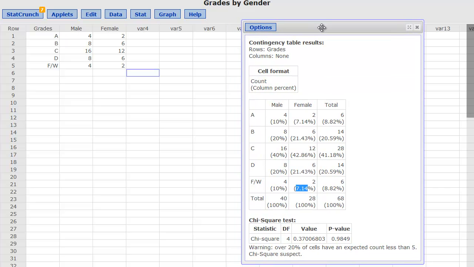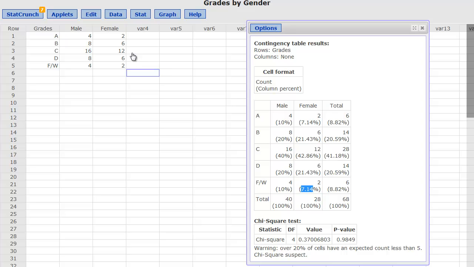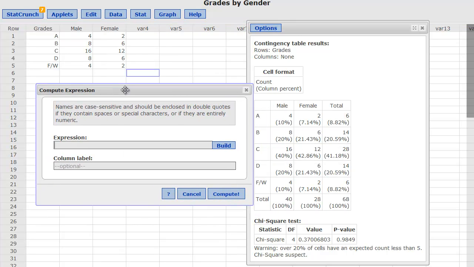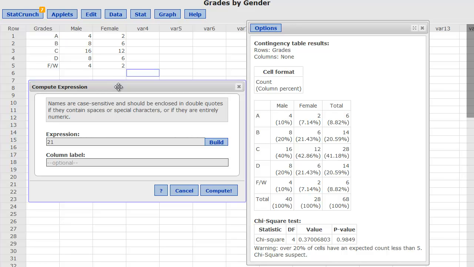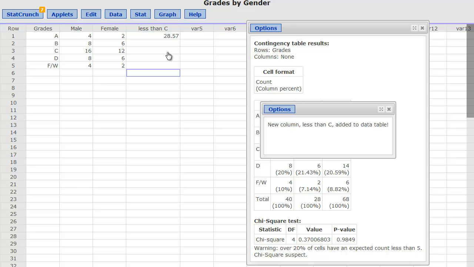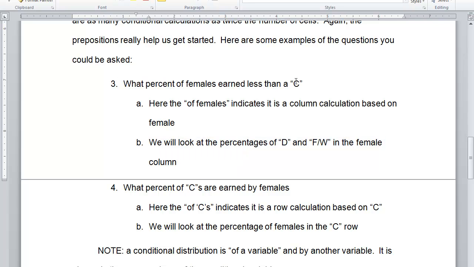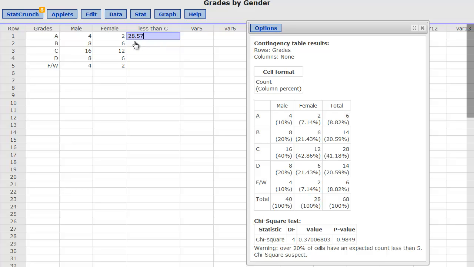Now here's something cool that I want to show you how to do in StatCrunch. You can actually use StatCrunch as a calculator. If you go to data and you go ahead over to compute, you can actually compute an expression. And the expression that we would like to compute is 21.43 plus 7.14, and that's going to be my less than C. And when I click compute, I'm actually going to get a nice little less than a C right here. And so the sum of 21.43 and 7.14 is 28.57%. And so the answer to what percentage of females earn less than a C is this 28.57% right here. Okay? That's pretty cool, right?